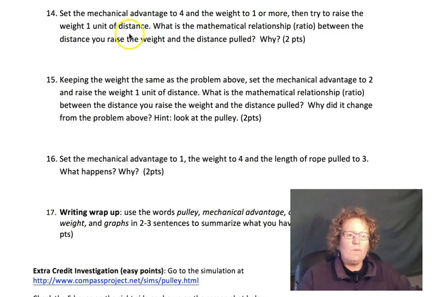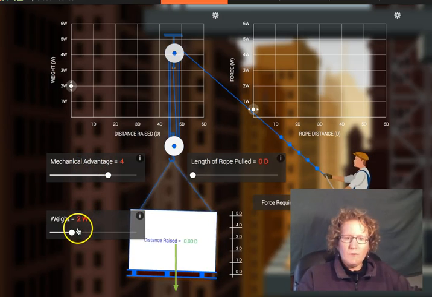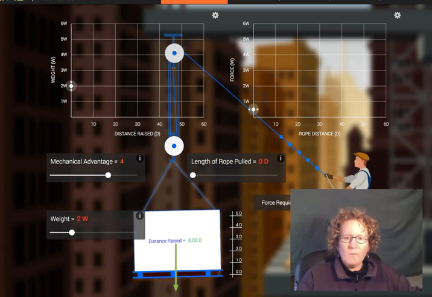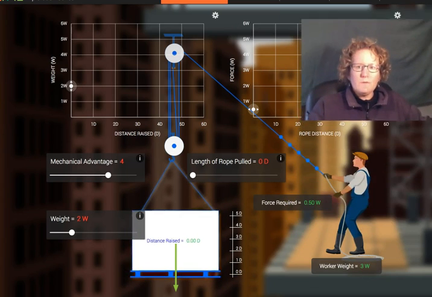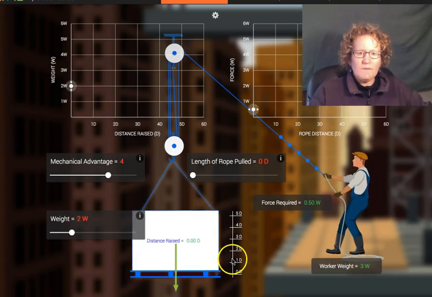So set the mechanical advantage to 4 for number 14 and the weight to 1 or more, and then try to raise the weight 1 unit of distance. What's the mathematical relationship or the ratio between the distance you raise the weight and the distance pulled by the worker? Why? Well, let's go find out. So I have mechanical advantage 4, weight 2. Let's see how much rope our worker has to pull to get our weight 1 unit of distance.